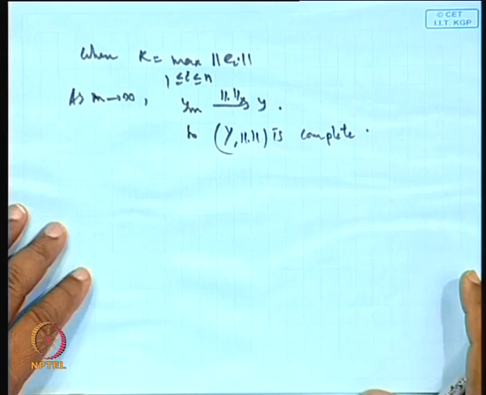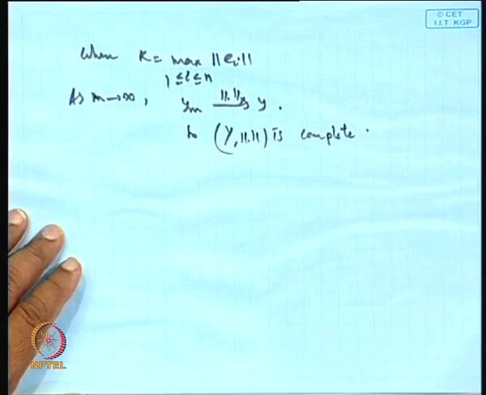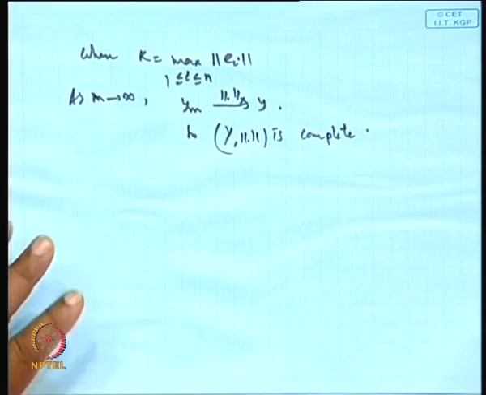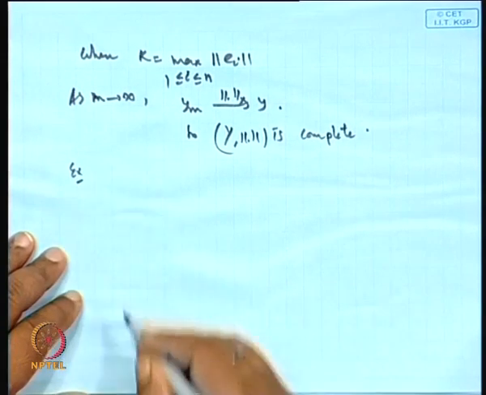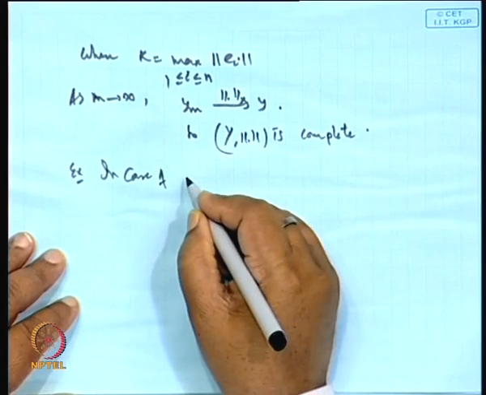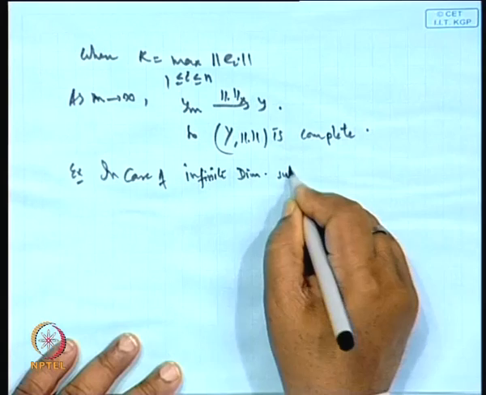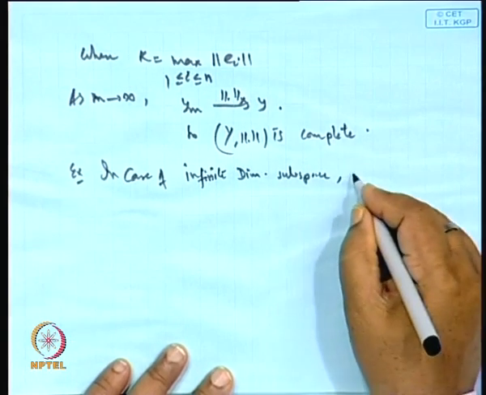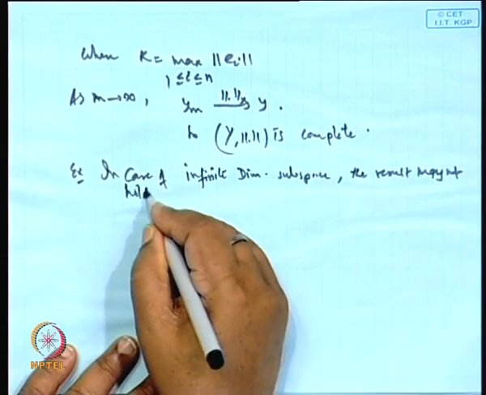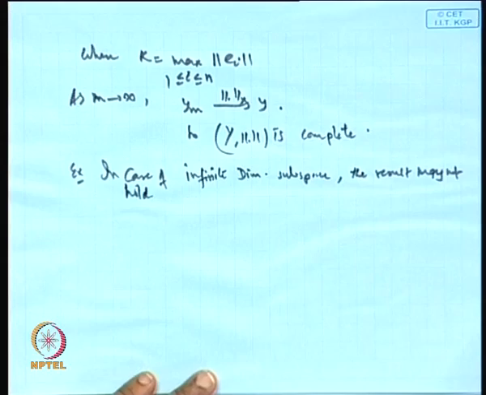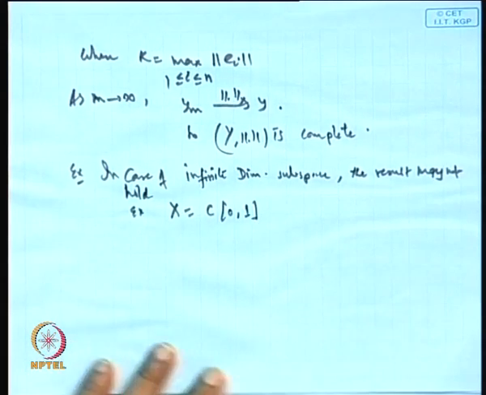Now, this result is valid in the case of finite dimensional spaces. That is, if we take any finite dimensional subspace of a norm space, then it must be complete. But if it is not a finite dimensional subspace, then it may or may not be complete. So, in the case of an infinite dimensional subspace, the result may not hold.